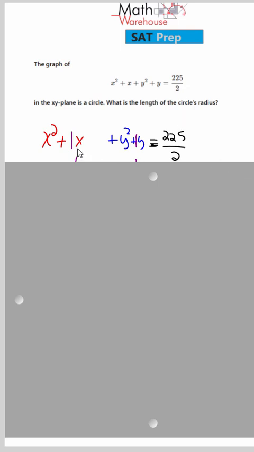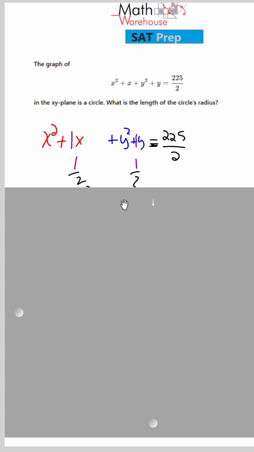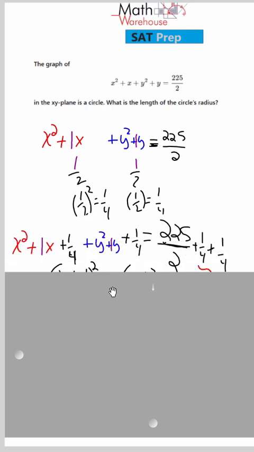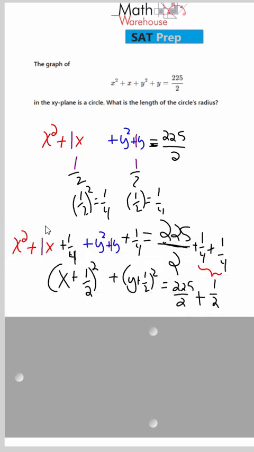So if you remember, what we do is we take this coefficient and divide it by 2. That's 1/2. Now do you remember what we do next? We square it. That's going to give us 1/4. So we're going to add 1/4 for the x, so that we can have a nice expression for the x, and we're going to add 1/4 for the y. Then add 1/4 on the left side of the equation, and do the same thing on the right side. So the right side is a pretty ugly fraction, 225 divided by 2 plus 1/4 plus 1/4, and the left side becomes x plus 1/2 squared plus y plus 1/2 squared.